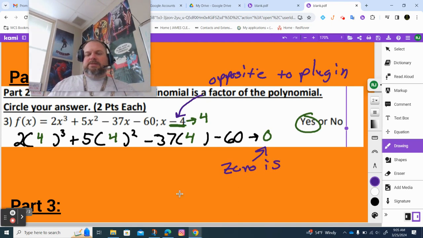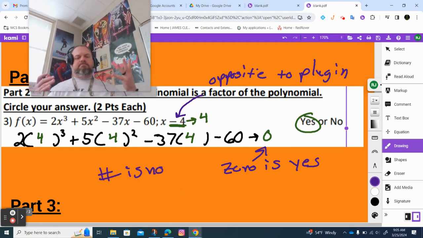Opposite to plug in. Zero is yes. Number is no. Okay. Now, that's what it could look like for mine. Miss Sparks said she said opposite to plug in. Zero is yes. Number is no. Hers is more bullet pointed. I like it. You may like it.